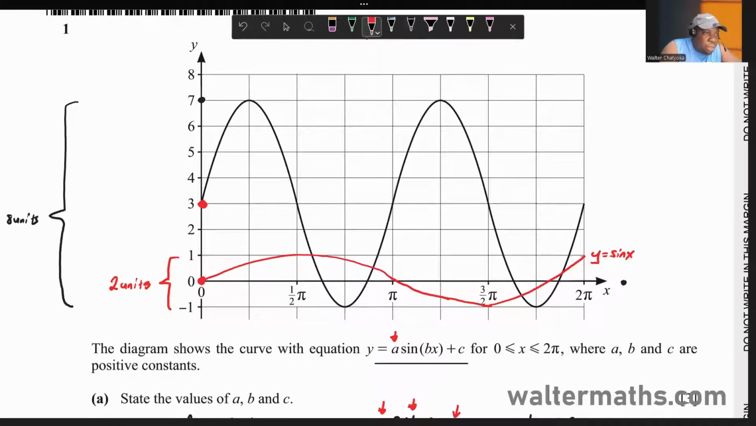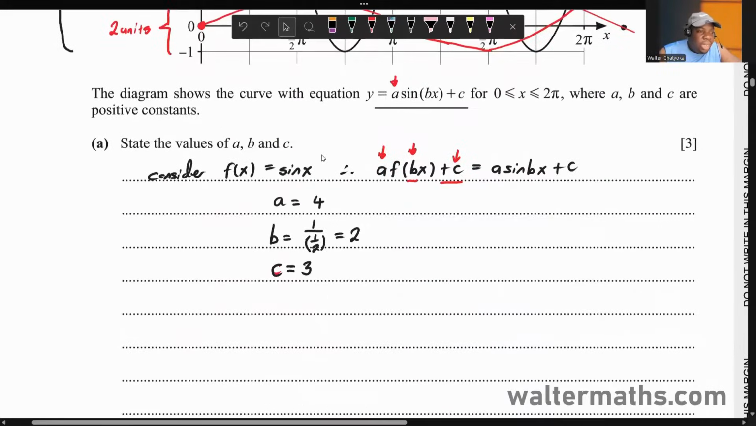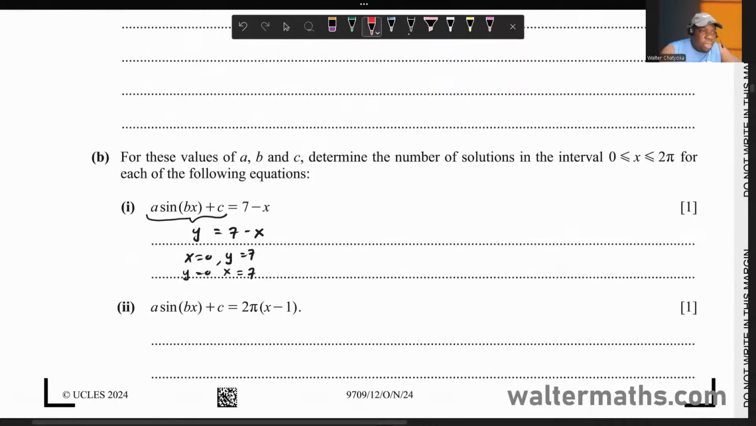So if we draw a line that goes across, we can see that within the range 0 to 2π, it intercepts 1, 2, 3, 4, 5 times, which means within the range, we have 5 solutions for this equation. So the answer is 5 solutions.